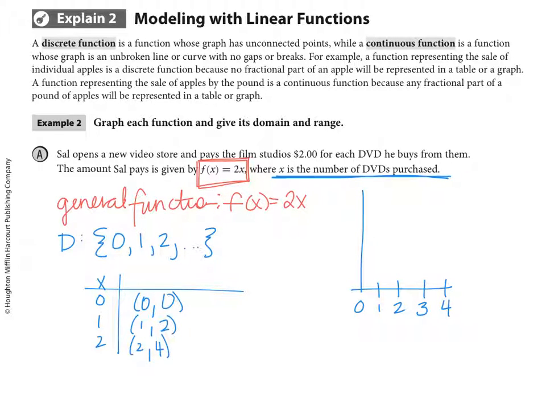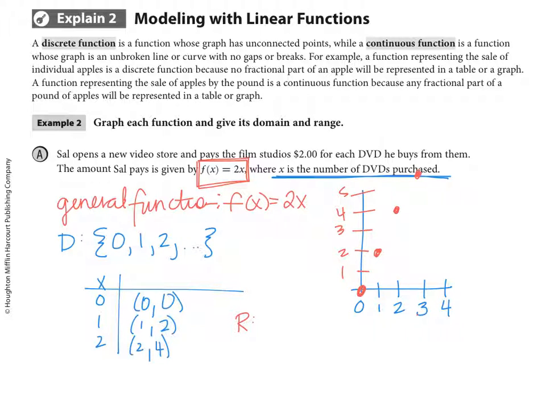So I'm going to plot those points. So we've got 0, 0, then 1, 2, then 2, 4, and then 3, you might notice, would be at 6. So it should be a straight line. And the last question we need to ask ourselves, well, we have 2 more things to answer: we need to answer range, and then we also need to determine if this should be continuous or discrete.